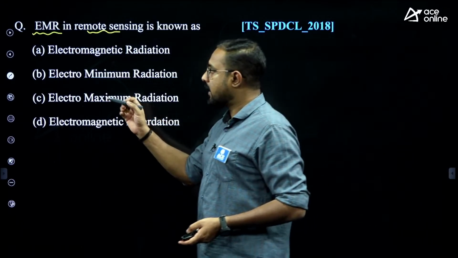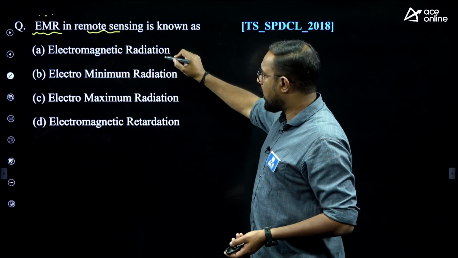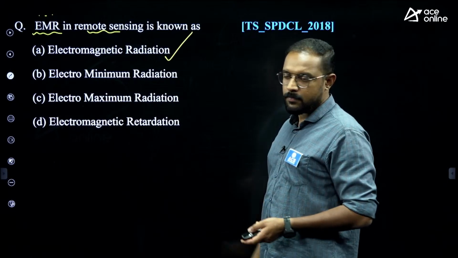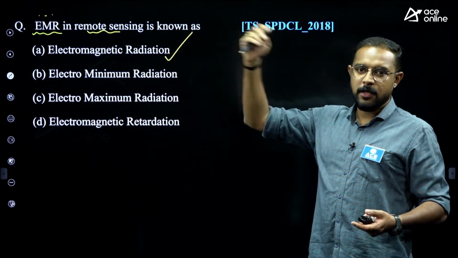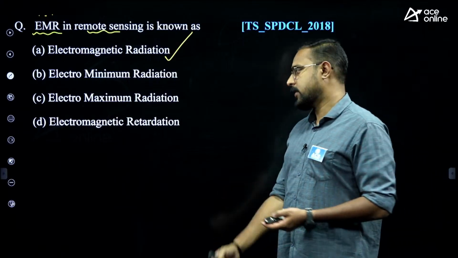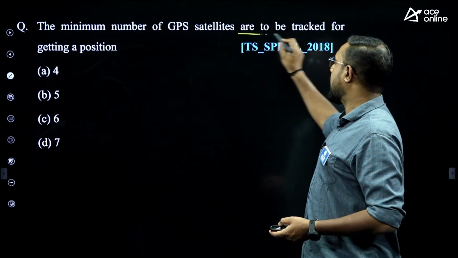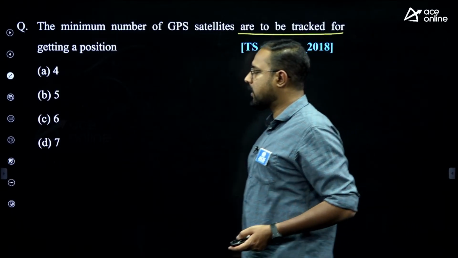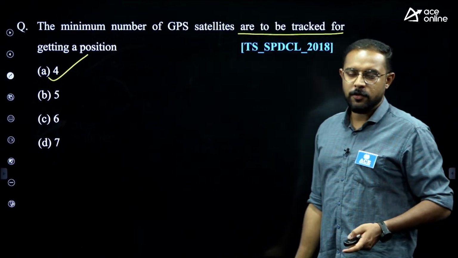Now what does EMR stand for? Electromagnetic radiation. An example of electromagnetic radiation is nothing but your visible light. Next up, the minimum number of GPS satellites to be tracked for getting a position is, remember, the answer is always 4.